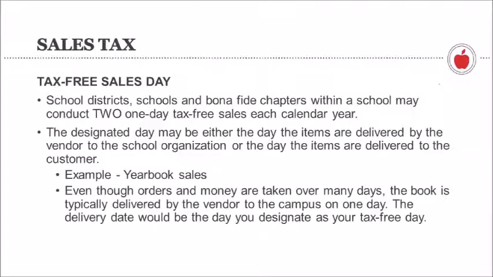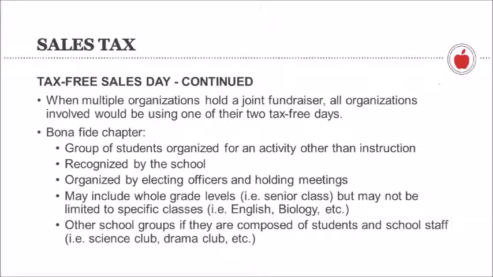School districts, schools, and bona fide chapters within a school may conduct 2 one-day tax-free sales each calendar year. This designated day may be either the day the items are delivered by the vendor to the school organization or the day the items are delivered to the customer. An example is yearbook sales. Even though orders and money are taken over many days, the book is typically delivered by the vendor to the campus on one day. The delivery date would be the day you designate as your tax-free day. When multiple organizations hold a joint fundraiser, all organizations involved would be using one of their 2 tax-free days.